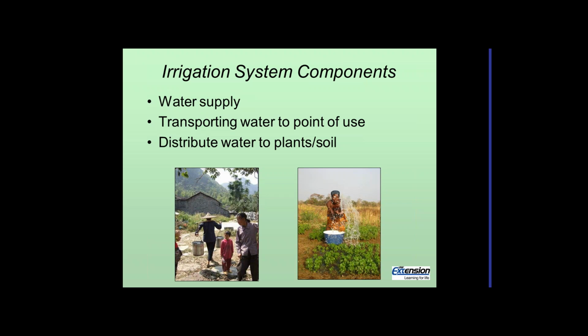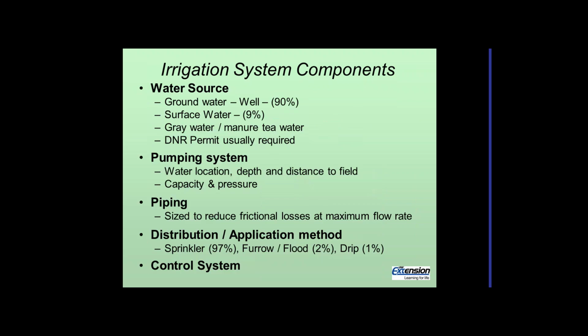Okay, so the first thing for the components of an irrigation system, we need 3 things. We need a water supply, we need a way to transport the water to the point of use, and a way to distribute that water on the crops. These pictures depict the very simplest, carrying buckets of water to a small patch and basically splashing it onto plants. But that's in its simplest form. In today's world, we use pumping systems to do that for the most part.